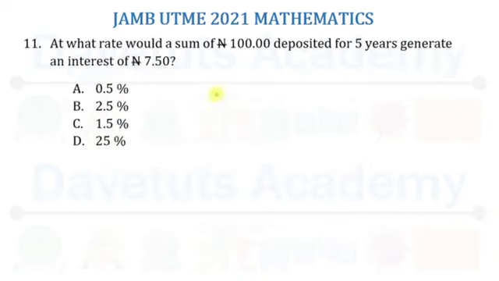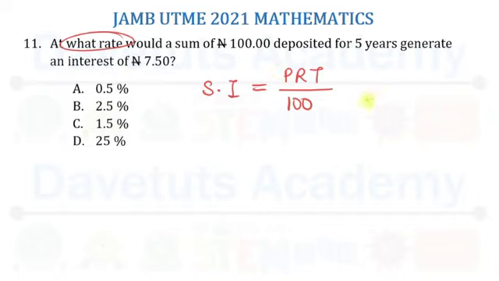So we have this question on simple interest, in which we are being asked: at what rate would the sum of 100 naira deposited for 5 years generate an interest of 7 naira 50 kobo? Generally we know our simple interest formula to be the principal multiplied by the rate multiplied by the time, over 100. But again, like I used to say, make it a rule of thumb to make your unknown the subject of the formula. Here we are being asked to get the rate. We are looking for rate, that is R, and we want to make R the subject of the formula.